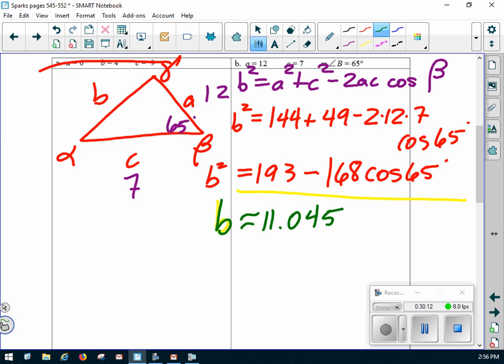What do I want you to do with that number? Store it. Please store it. I would suggest that you store it in B, since it's side B. So now I know this. I know all the sides, right? And I know one angle. I cannot go back to law of cosines, though, because I can screw myself up.